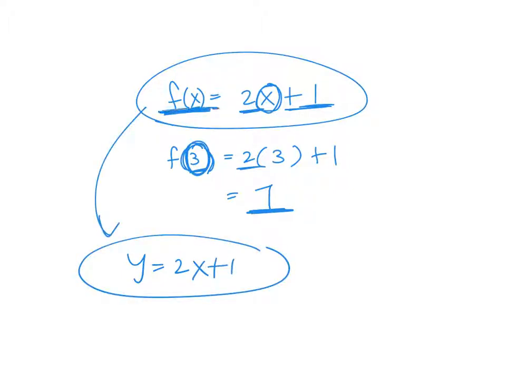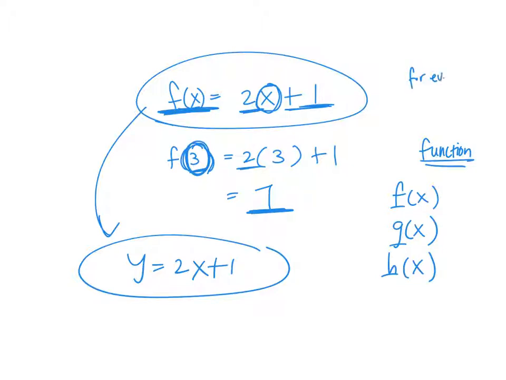When you see this f of x notation though, like f of x, g of x, h of x, one way you can think of it is you're naming the equation, like f, g, and h, instead of all of them being y equals. But it also means what you have is something called a function. So if you remember from algebra, a function is where for every input, there is exactly one output. Okay, so it's a specific type of relationship.